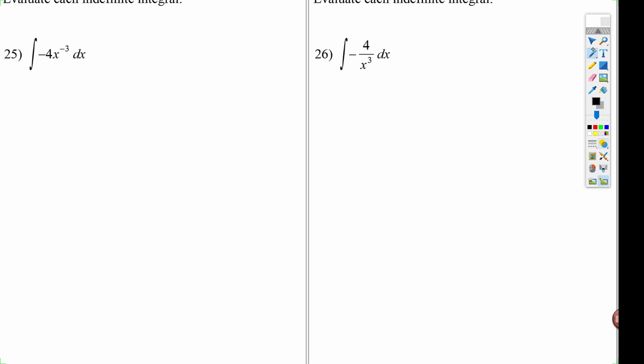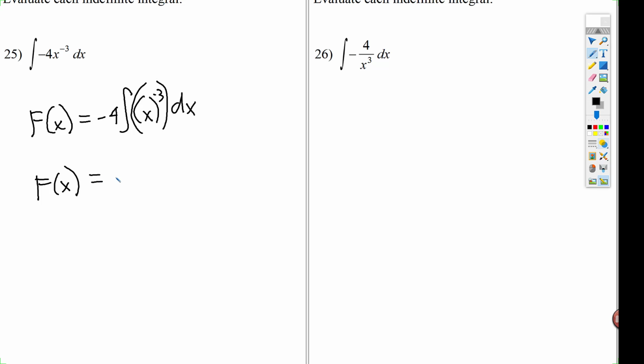All right, so for this one right here, uppercase F of x, we'll bring the -4 out, we'll put the integration symbol, and that's x to the -3rd power dx. So now we start the integration process. So it's -4 times that. Remember to put the plus c so you don't forget it. Indefinite always means the plus c.